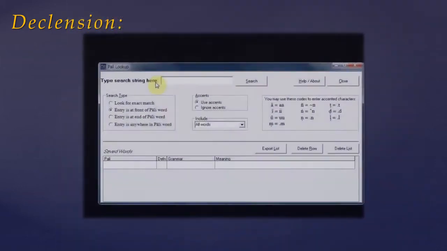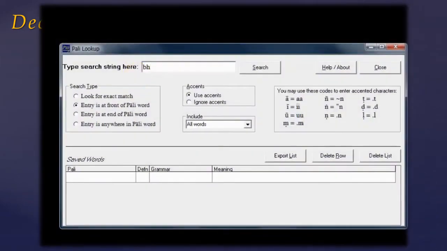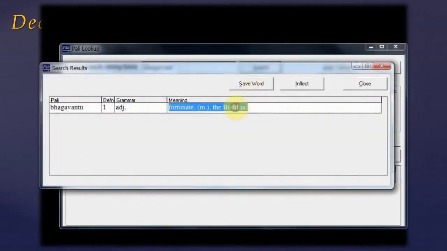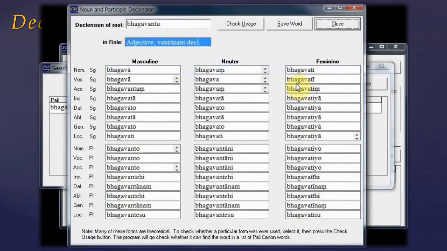Personally, I prefer to use lookup tools. As Einstein said, never memorize something that you can look up. And appearing above now are some tutorials on Pali language tools.